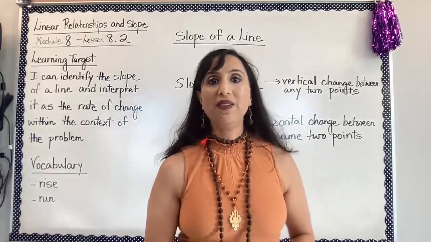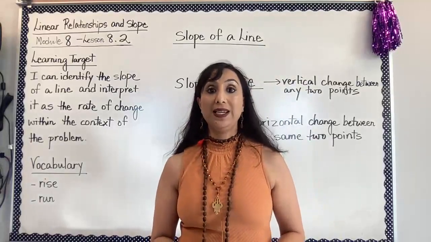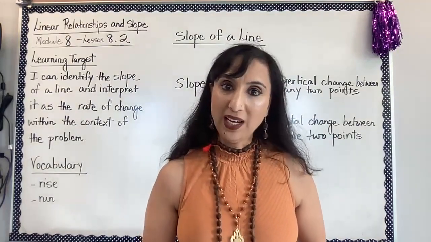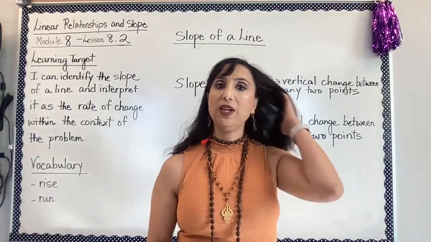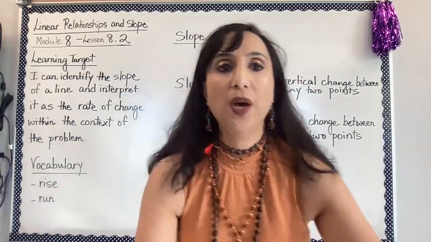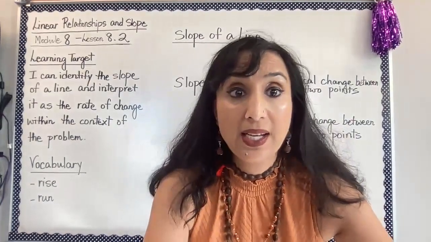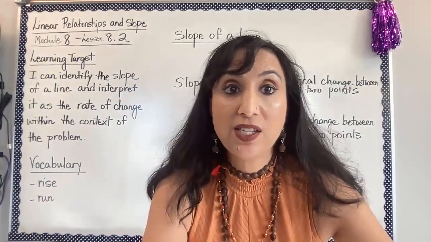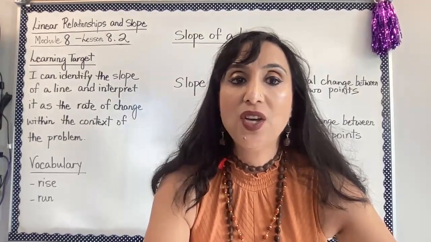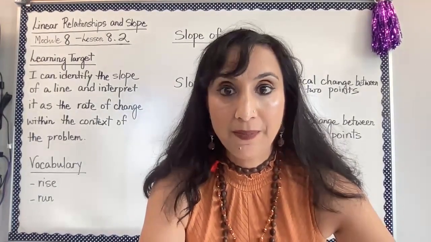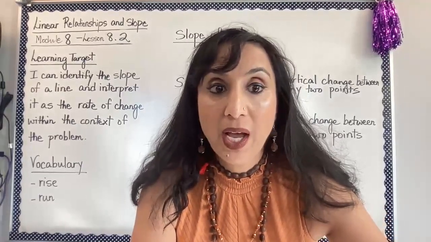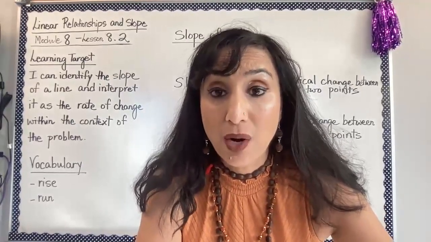So, next part of our lesson in lesson 8.2 is going to be on slope of a line, and we are still in the same module, which is linear relationships and slopes. And so, our learning target: I can identify the slope of a line and interpret it as the rate of change within the context of the problem.